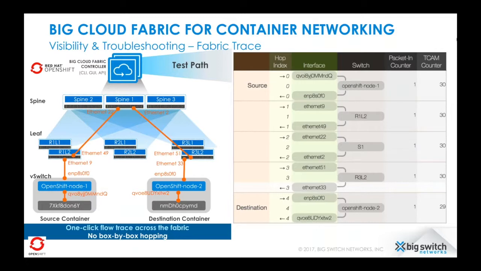So you actually see the path as the packet traverses the virtual switch, the leaf, the spine, and then the destination leaf switch, the destination virtual switch, and finally going to the destination container. This is only possible because of the unified architecture. The BCF controller manages both the physical and virtual networks, so you get the visibility from a single pane of glass. It provides excellent operational savings, as it completely eliminates complex box-by-box CLI hopping that is seen in traditional network troubleshooting.